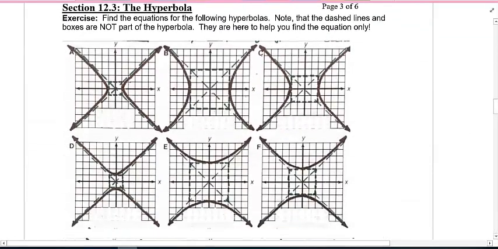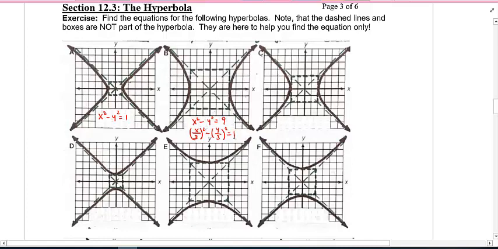So, on this page now, can you go ahead and use just what you've learned and try to figure out the equations of all these hyperbolas? Yeah, this one's really x squared minus y squared equals 1. And this other one would be x squared minus y squared equals 3 squared, or 9, or you can write it as (x over 3) all squared minus (y over 3) all squared equals 1.